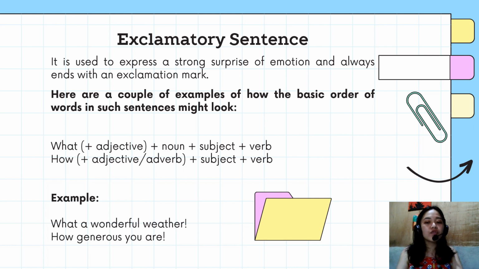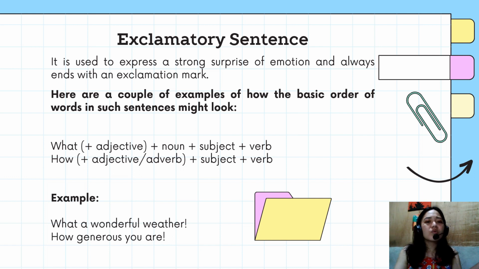What a wonderful weather. Let me read it again. What a wonderful weather. In this sentence, the adjective is wonderful, and weather is the subject. And then the next sentence, we have how generous you are. Generous there is our adjective, and you is our subject. And then are is considered as the verb.